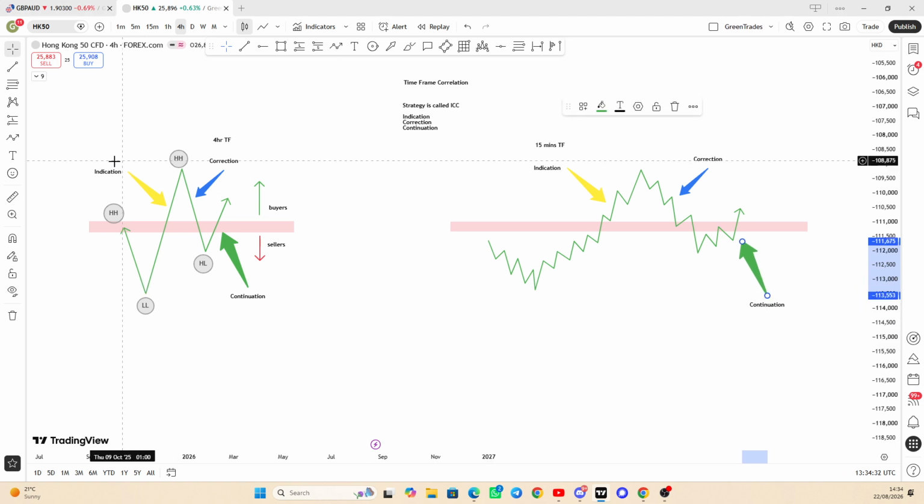So what you're seeing on the 4 hour time frame is going to look like this, but what you're going to see on the 15 minutes time frame is going to look like this. Why is it like that? Because it takes a shorter time for 15 minutes candles to be completed. So this is what it's going to look like.